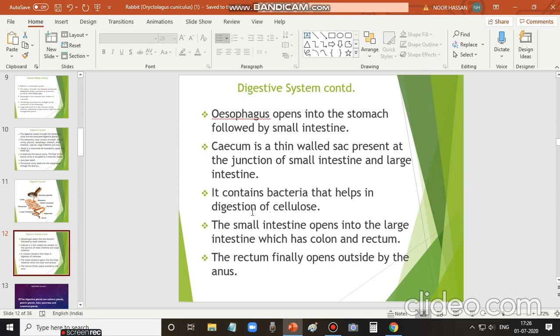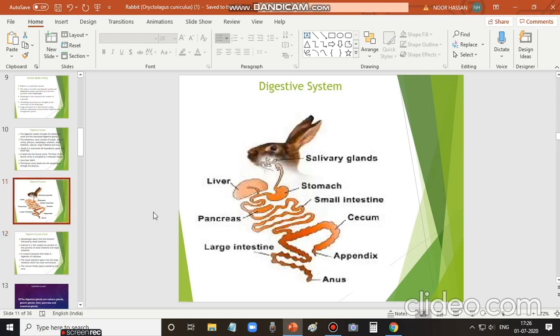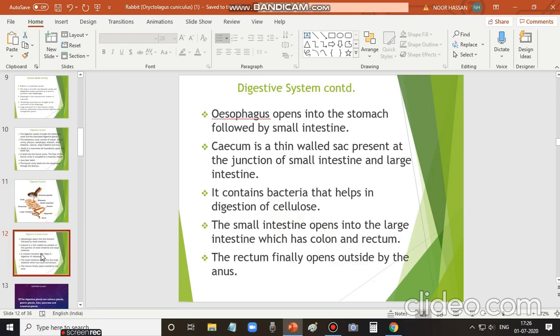In the same way, this rabbit gives accommodation to bacteria. In turn, bacteria help the animal by digesting cellulose. So both of them have a mutual understanding. In this way, bacteria and rabbit are both mutually helpful. The small intestine opens into the large intestine, which has colon and rectum. This part is made up of the large intestine, which is made up of colon and rectum, and the rectum finally opens outside by the anus.